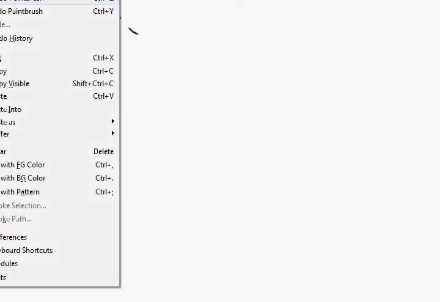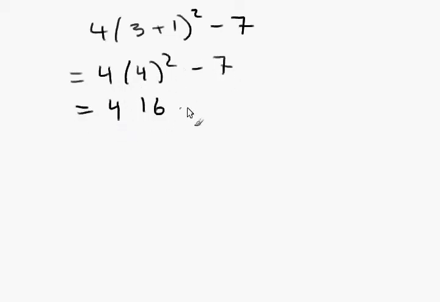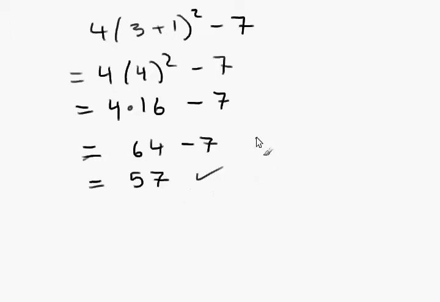Okay, so that means if we have something like 4(3 plus 1) squared minus 7, what we do first is the parentheses. Then we do the exponent. Then the multiplication. Let's see here, 4 times 16, that's 64. Then we handle the addition, which in this case happens to be subtraction. And there we go. Parentheses, then exponent, then multiplication, then addition. PIMA.